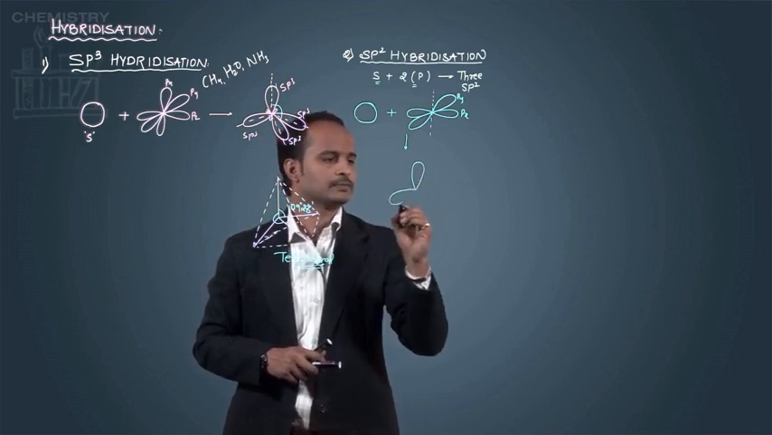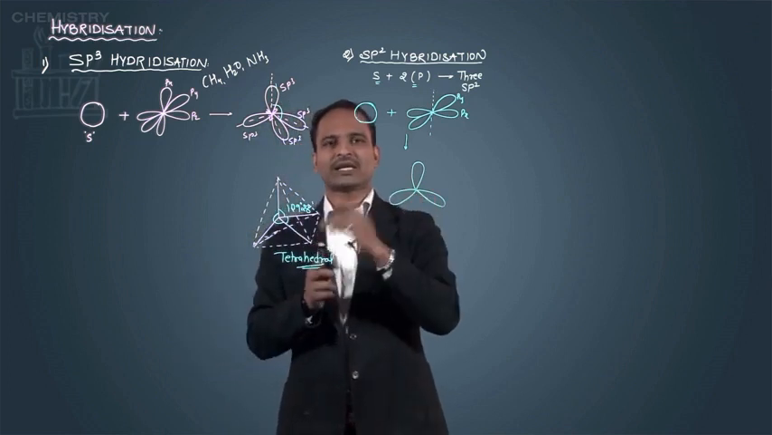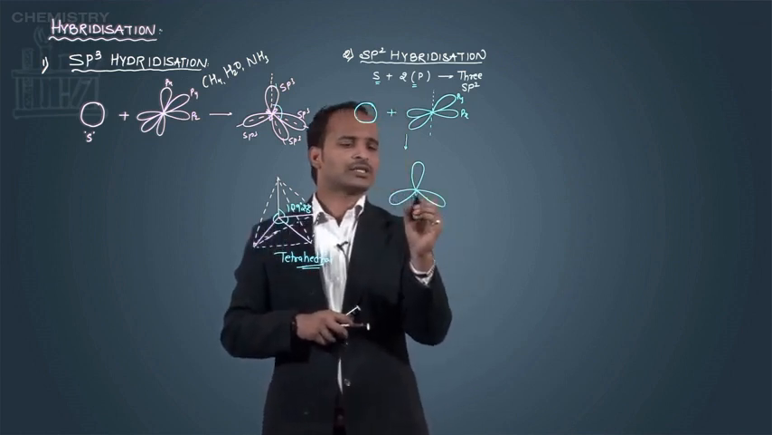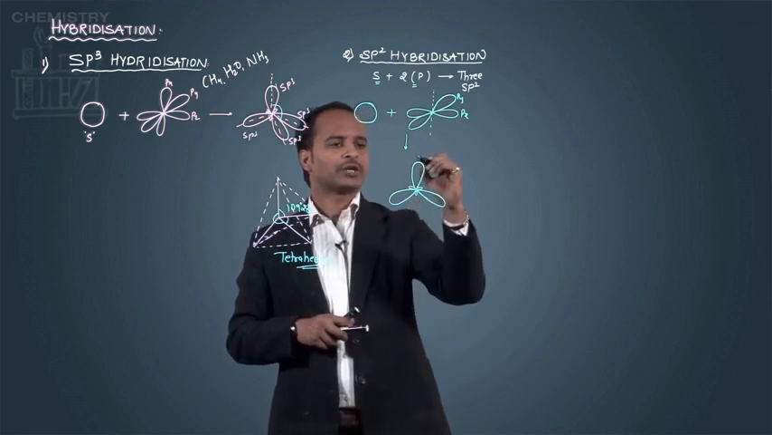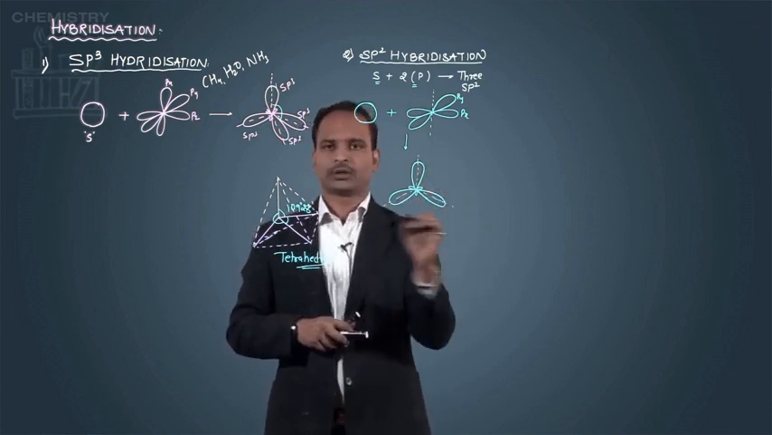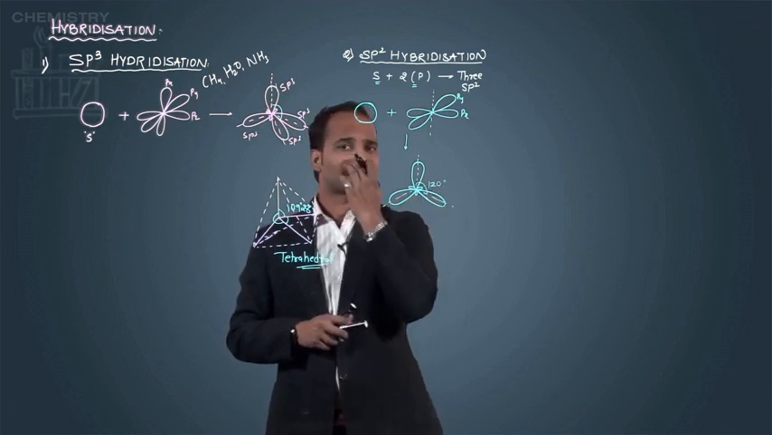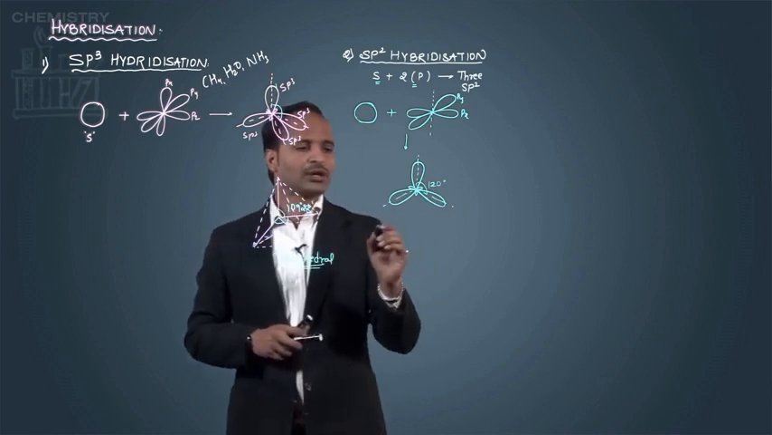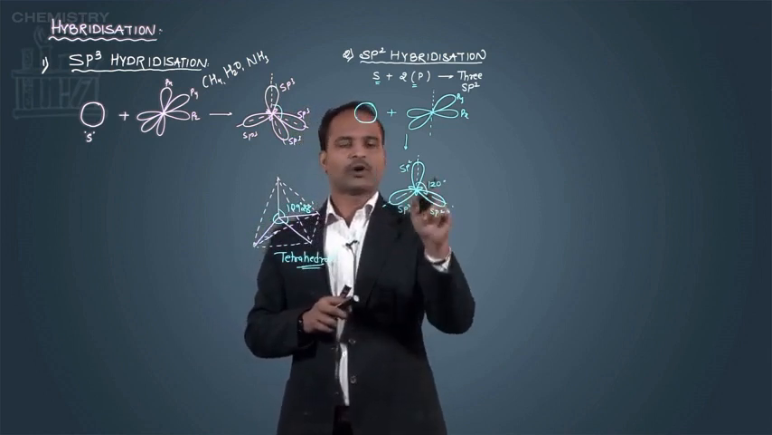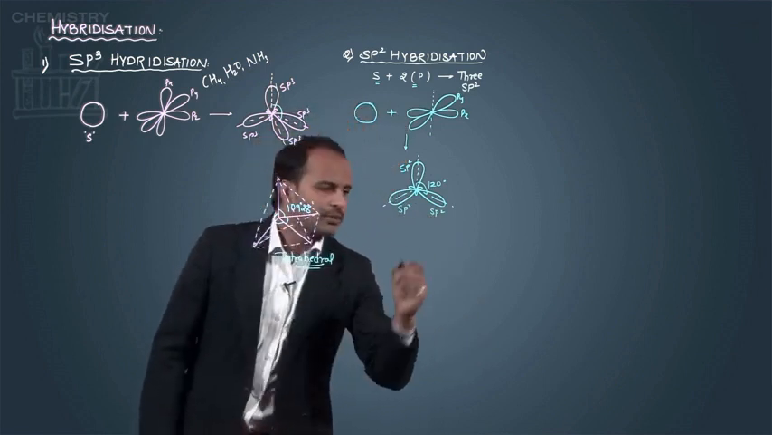First one. Those 3 orbitals are oriented at the 3 corners of an equilateral triangle. If I join these 3, you will get an equilateral triangle, and this angle is going to be 120 degree because of the central atom of that particular triangle. Each of them is called an sp2 hybrid orbital. The bond angle between each orbital is 120 degree, and the geometry, as I said, is trigonal geometry.